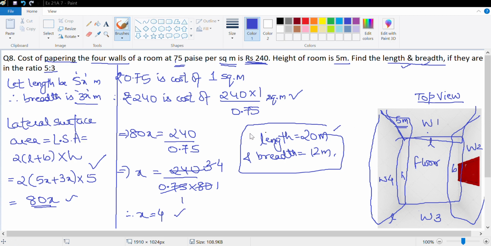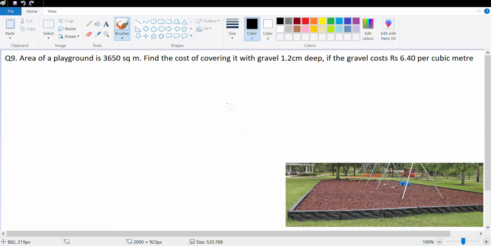The next question that we do is question number 9. Question number 9 says area of a playground is 3650 square meter. So again, I have given a picture here for your reference. This is the area of the playground that they are talking about. This is the playground. This area is 3650 square meter. Perfect. So this is the area of the playground.